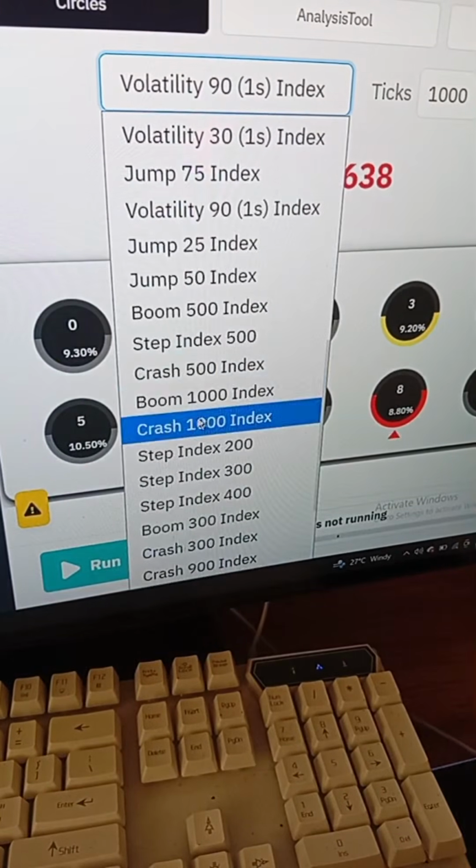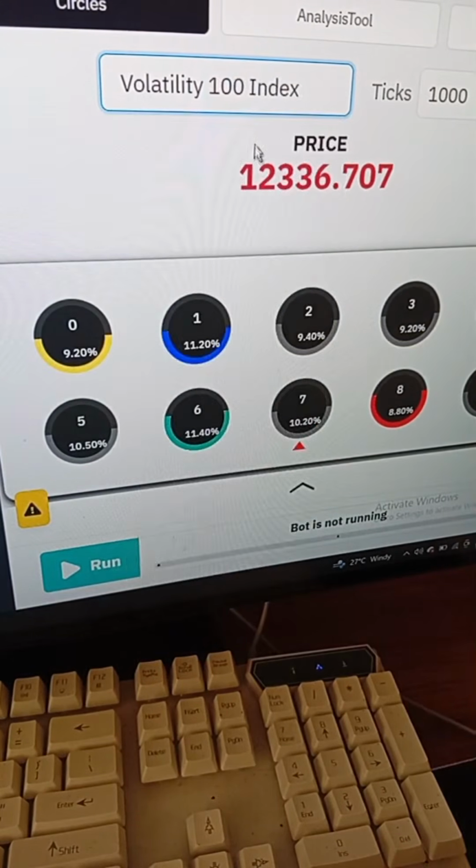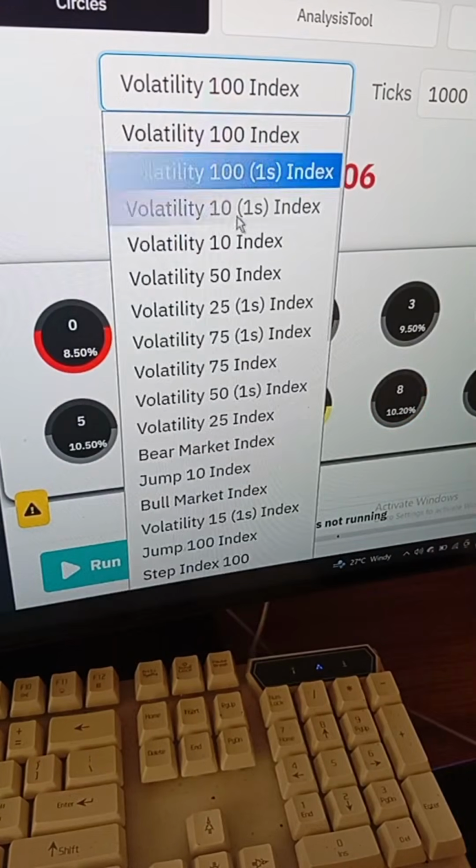So let us leave 90 on S alone. Let us go back to 100 and see if the 100 is a bit better again. No, automatically out. We go to 100 on S.